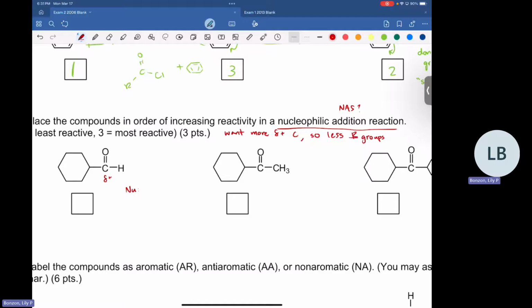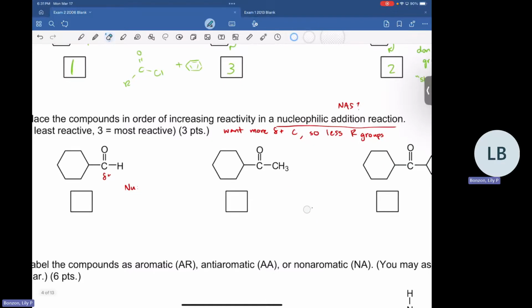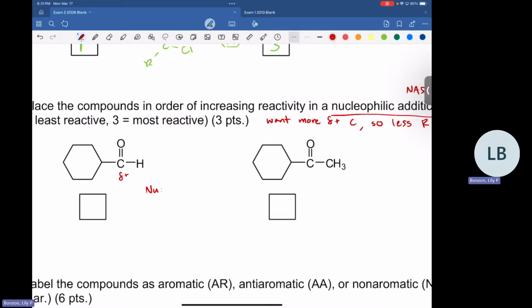And I specifically say R groups. If you're asked something like an acyl chloride, like James was just mentioning, a chlorine is actually withdrawing. It would take electrons away, so that would be a different question. In this case, since we just have ketones and aldehydes, we're just considering the R groups. An aldehyde only has one R group to donate electron density via induction.